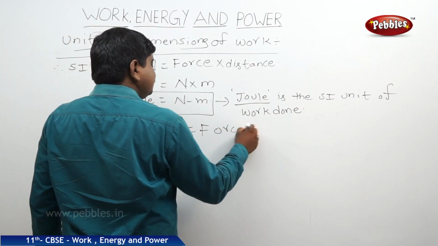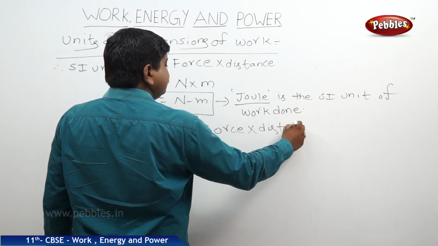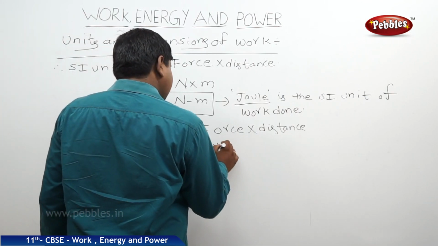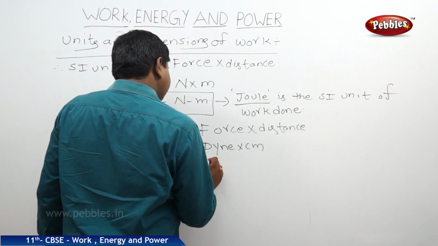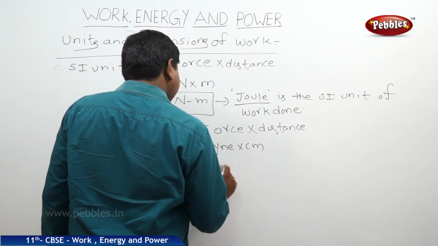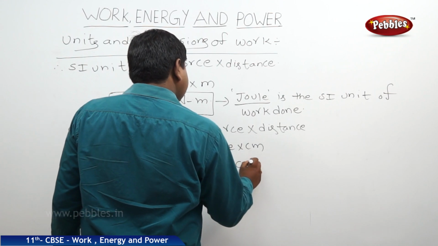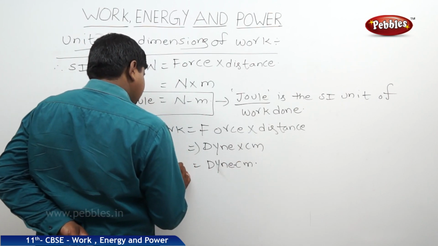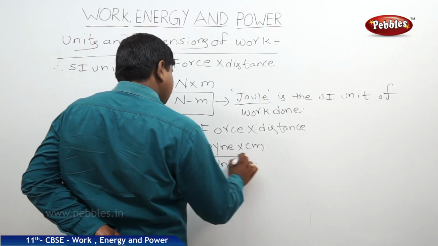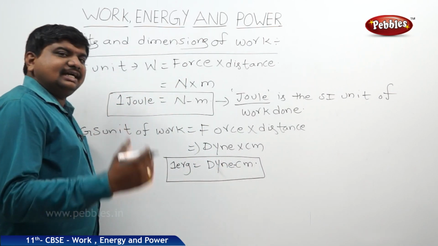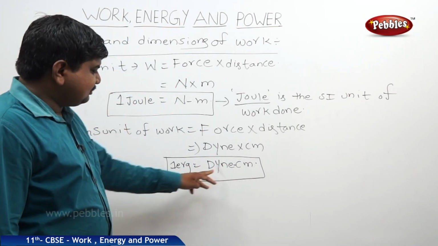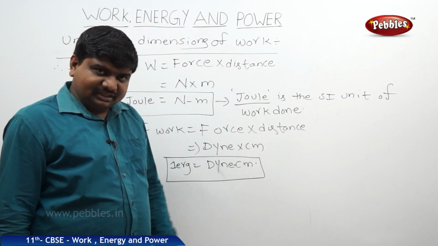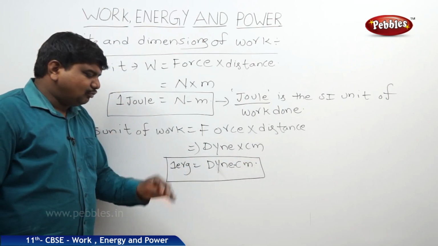Again work is equal to force into displacement or distance. CGS unit of force is dyne. Distance is centimeter. So it will be dyne centimeter. But 1 dyne centimeter is equal to 1 erg. Erg is the CGS unit of work done. So 1 erg is equal to 1 dyne centimeter. That means if 1 dyne of force is applied on a body and it is moved through 1 centimeter distance, the work done by the 1 dyne force is 1 erg.